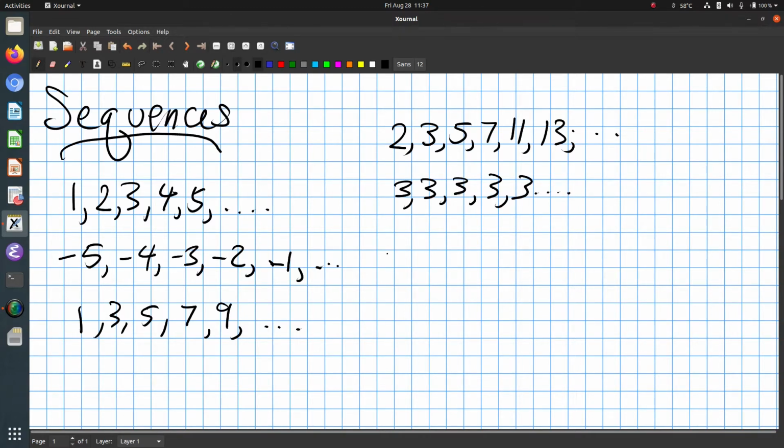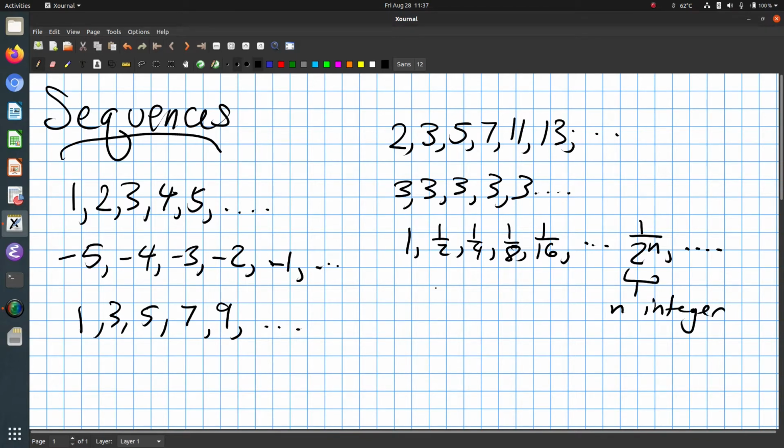Of course, I've only shown you integers. You could have sequences of real numbers or rational numbers. So for instance, you could have a sequence that looks like 1, 1/2, 1/4, 1/8, 1/16, and so on. Of course, the typical term here is 2 to the n in the denominator, so 1 over 2 to the n, where n is some integer. I started out here with n equals 0, and continue on.